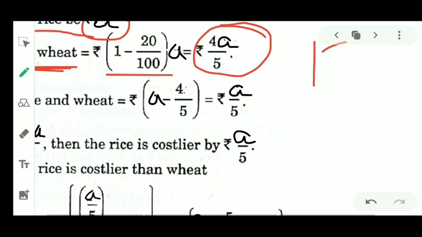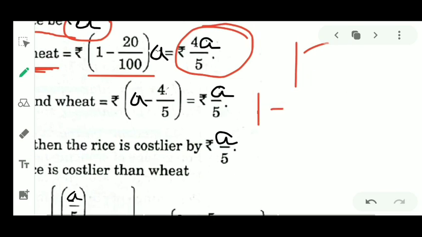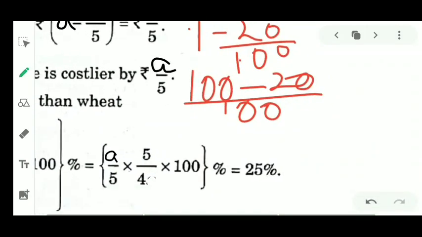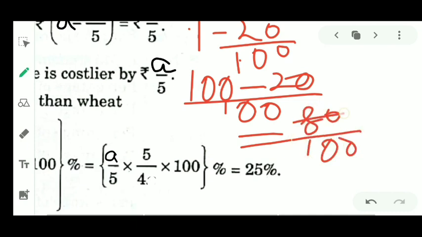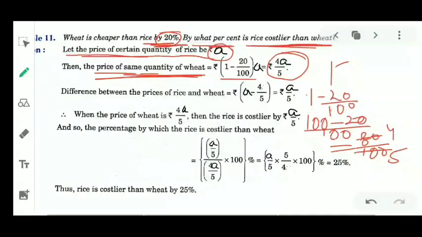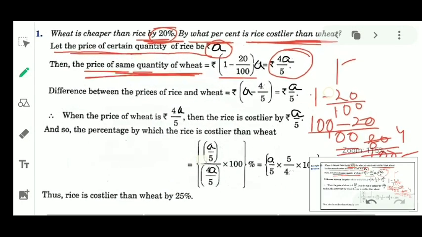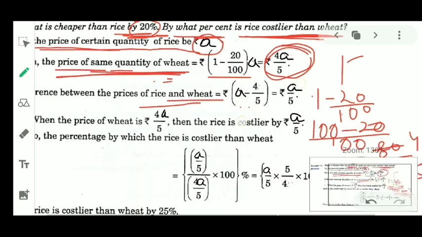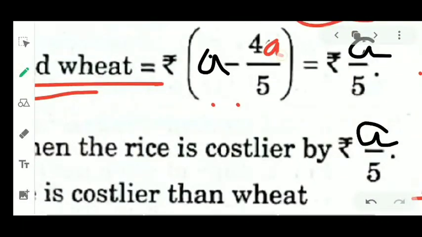Okay, wait a minute. 1 minus 20 by 100, then 100 into 1, 100 minus 20 by 100. Now 100 minus 20 equal to 80 by 100. 20 fours are 80, 20 fives are 100. So the price of the same quantity of wheat equals 4A by 5. Clear?